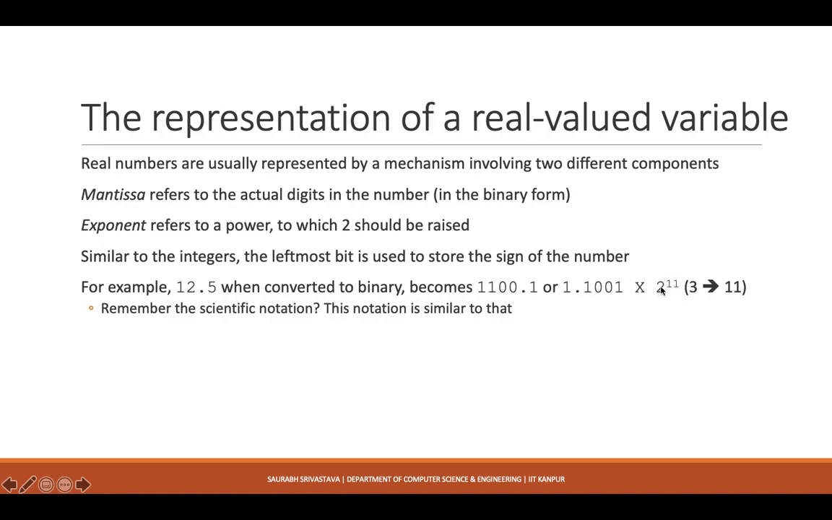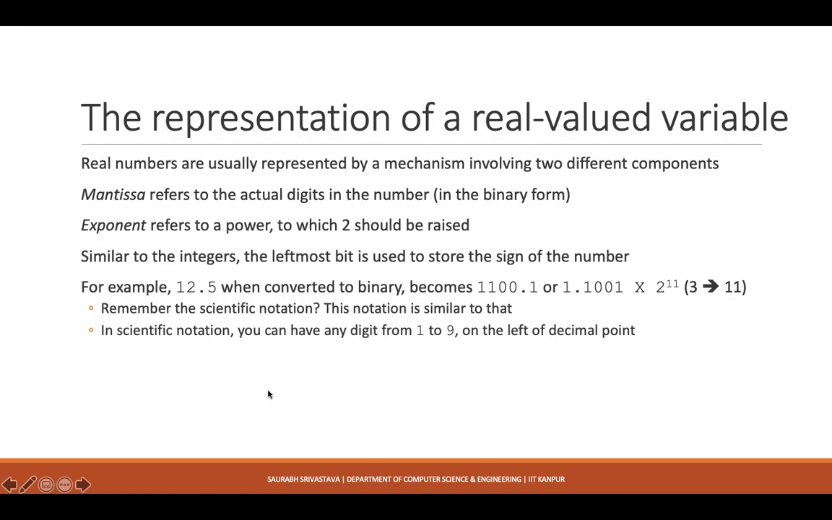Ideally I should have written 2 to the power 3, something like this, because I'm shifting the decimal point by 3. So this is very similar to the scientific notation, right? You remember how I will write this in scientific notation? I will write it as 1.25 into 10 to the power 1. So this is similar, right? So this was the original number 1100.1, but this becomes 1.1001 into 2 to the power 11, and 11 is essentially 3.